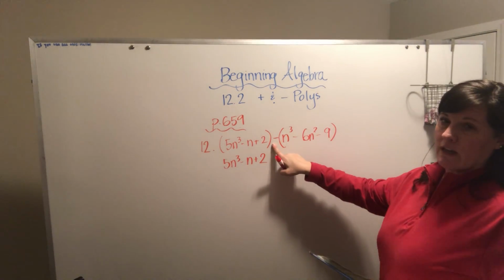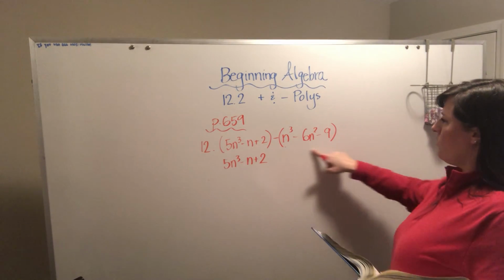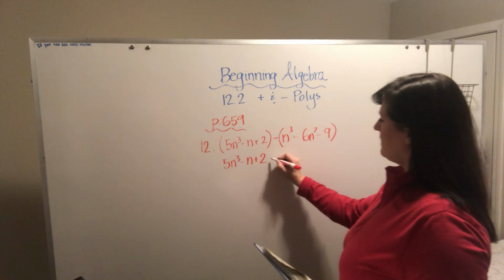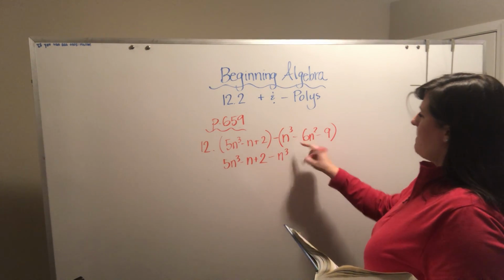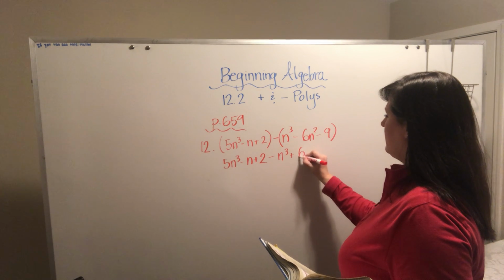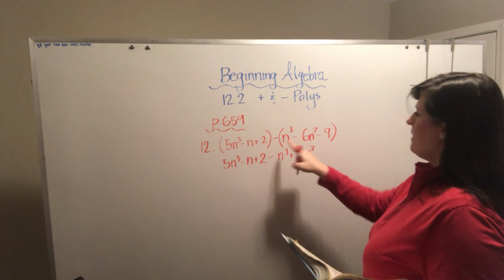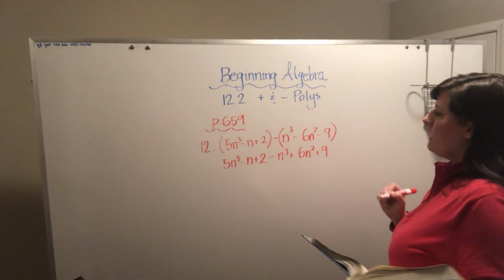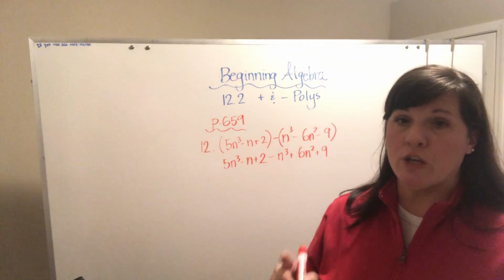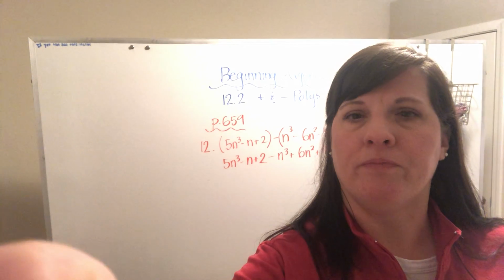Applying my negative sign, distributing my negative 1 to everything in those parentheses. So it becomes minus n cubed. Minus minus becomes plus 6n squared. Minus minus 9 becomes plus 9. The trick here, 2 things to remember.